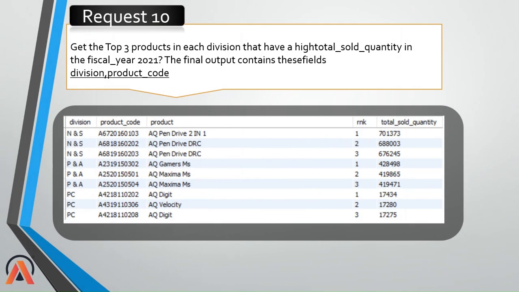Request number 10. Get the top 3 products in each division that have high total sold quantity in fiscal year 2021. So as a part of this output, you can see these are top 3 ranks for each division in N&S, P&A and PC. These are 1, 2, 3, 1, 2, 3 and 1, 2, 3 as top 3 products.